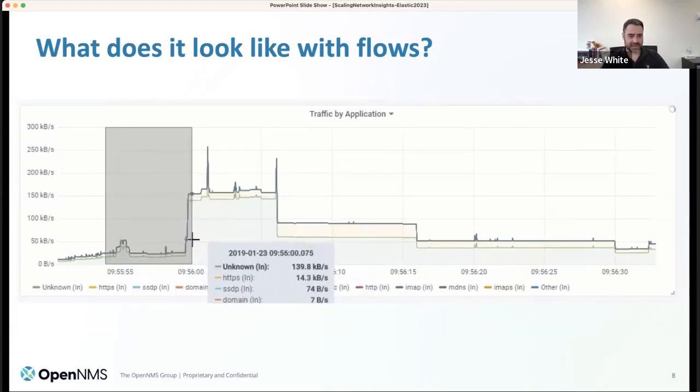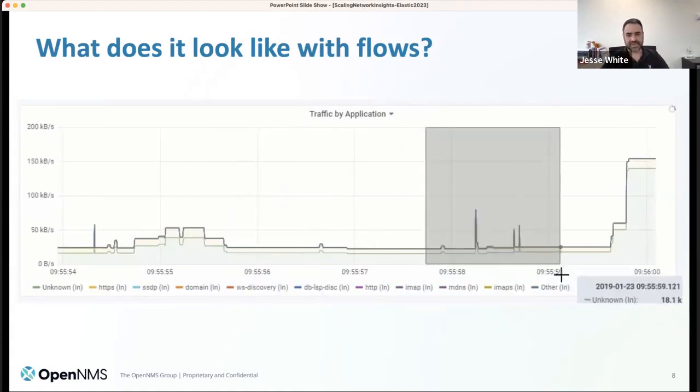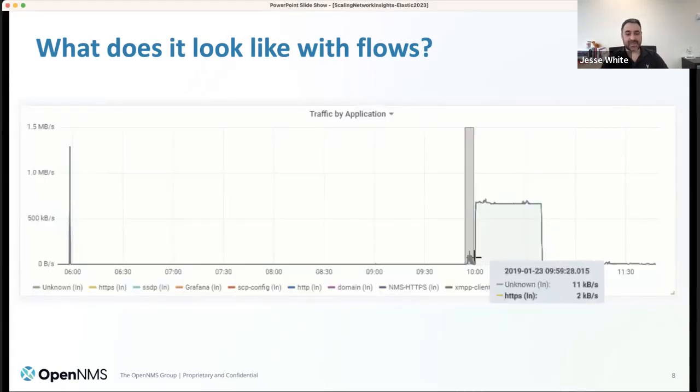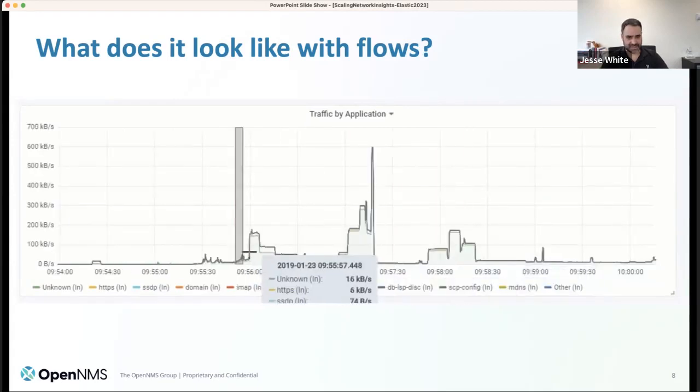As you see, there's a lot of rich detail shown here. This is total bytes in, and we're able to map the different applications, the top applications that are actually using the bandwidth on that link.